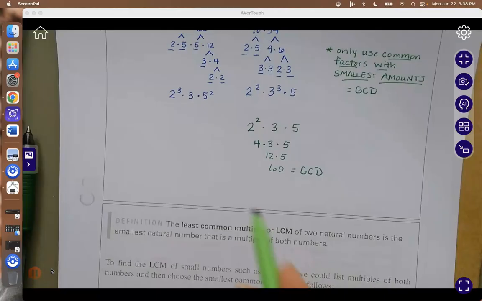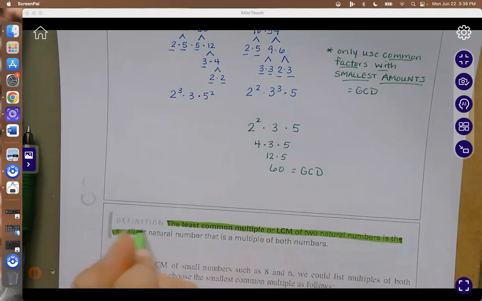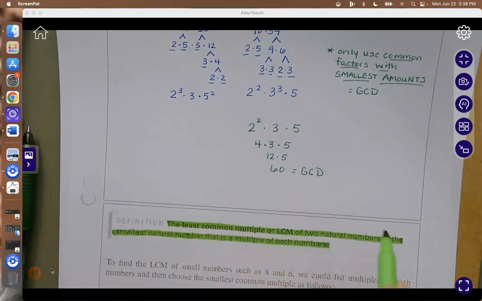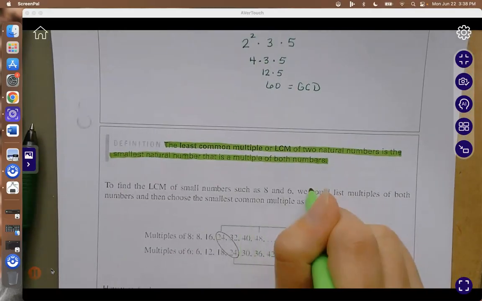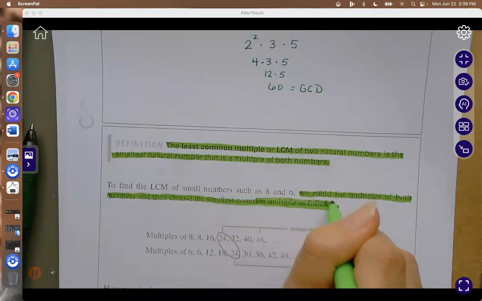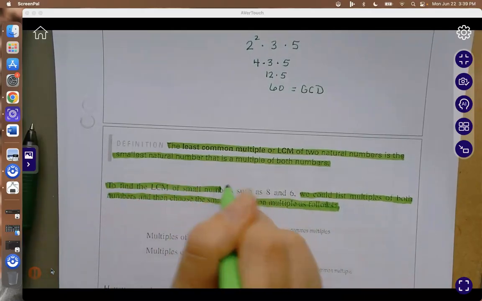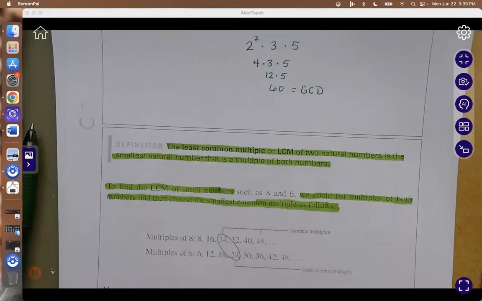Now, the least common multiple of two natural numbers is the smallest natural number that is a multiple of both numbers. So instead of listing the factors, we could list the multiples of both numbers, then choose the smallest common multiple. Okay? Like this. So the multiples of 8 are 8, 16, 24, 32, 40, 48, and let's see if we've listed enough. The multiples of 6: 6, 12, 18, 24. So we don't need to go any further. Okay, so that would be the LCM.